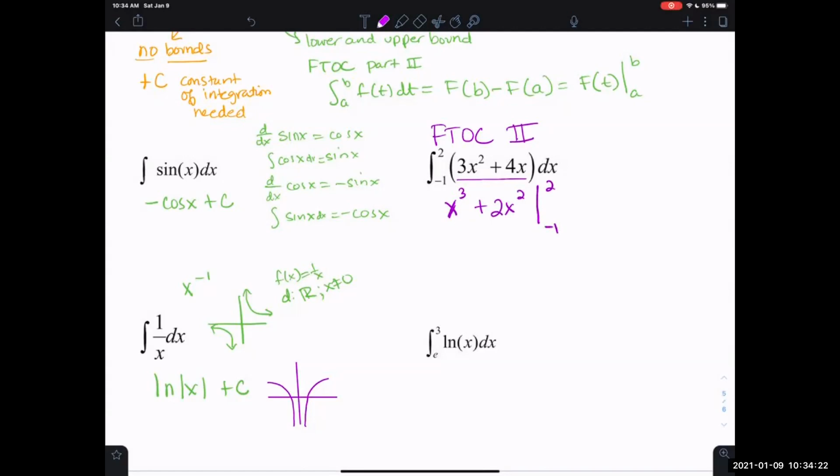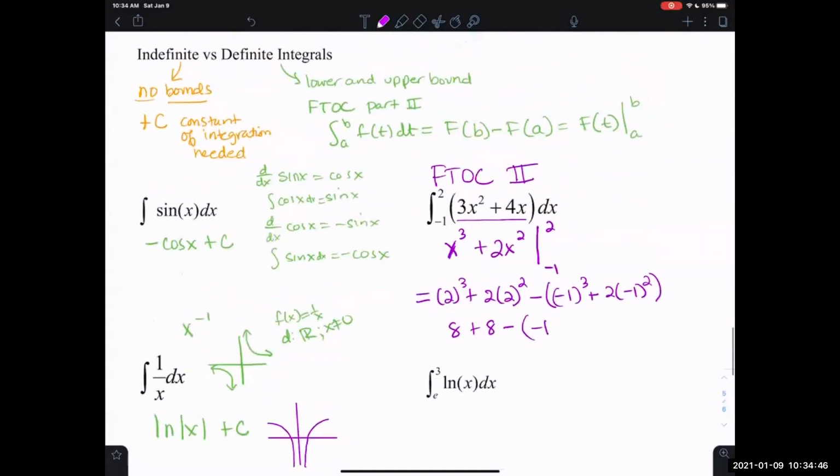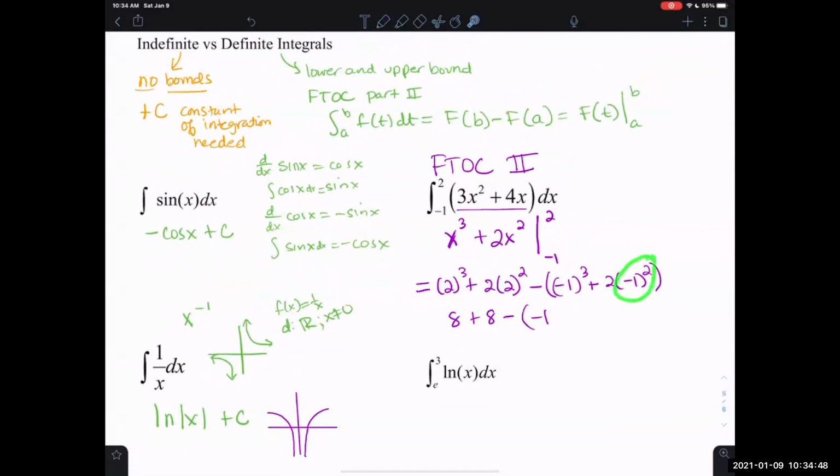So when we go ahead and plug all this in, it should be 2 cubed plus 2 times 2 squared, minus -1 cubed plus 2 times -1 squared. 8 plus 8. And then this is -1. That's positive. Ooh, well, where did that go? That is +1 when I square, right? Times 2. So that's plus 2. 16 minus 1 is 15.